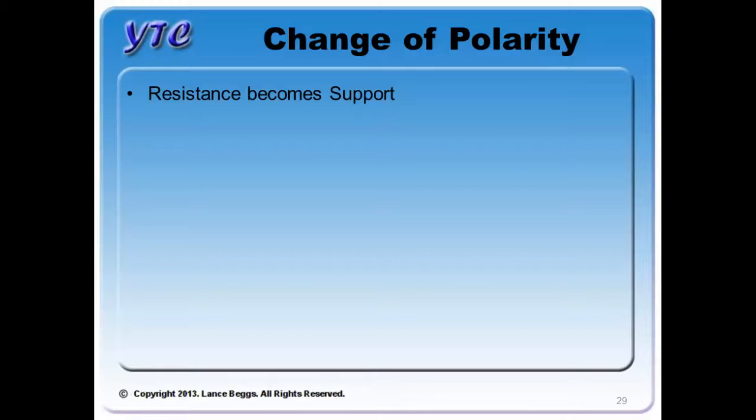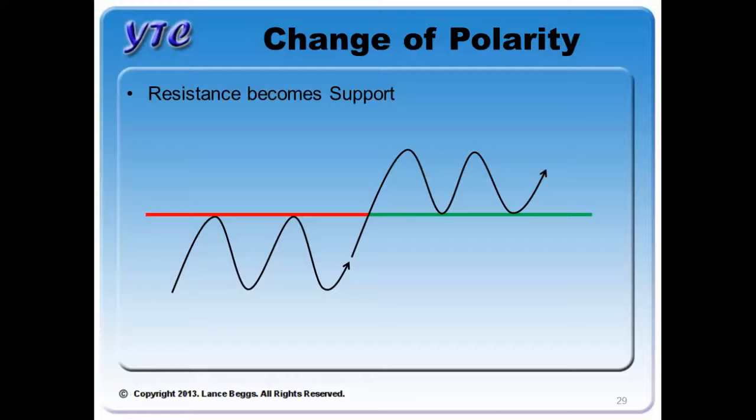Firstly, resistance becomes support. Here we have a resistance level, and the concept is nice and simple. We see here in the diagram that when that resistance level breaks, it then continues to be relevant to our price charts by acting as support. Prior resistance, when broken, becomes support.